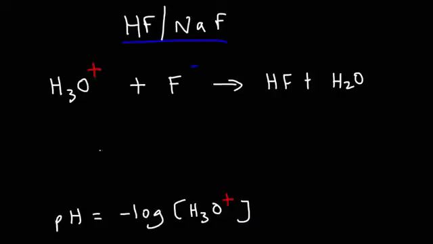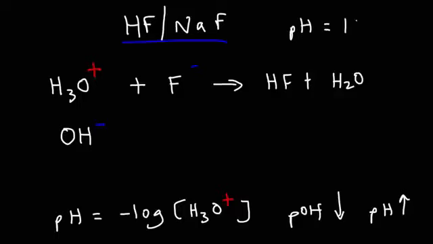Now let's look at the other situation. Let's say if we add a strong base like sodium hydroxide. If we immediately increase the hydroxide ion concentration, the pOH of the solution is going to go down. The pH is going to go up. These two are related to each other. Remember, the pH is 14 minus the pOH of the solution. So when the pOH goes down, the pH goes up.